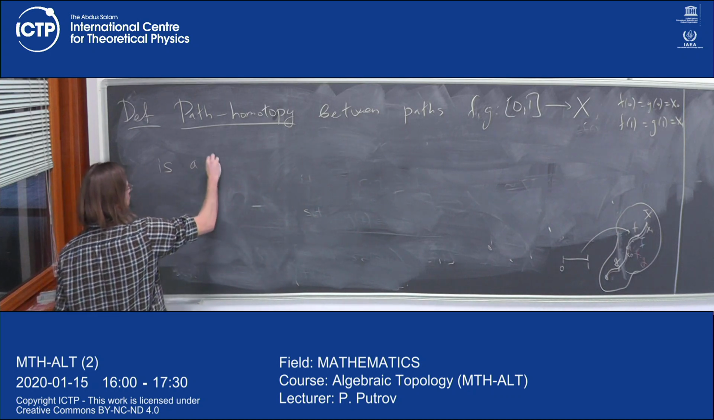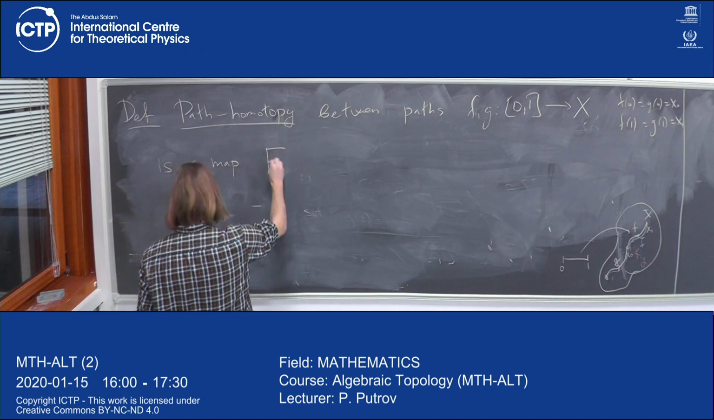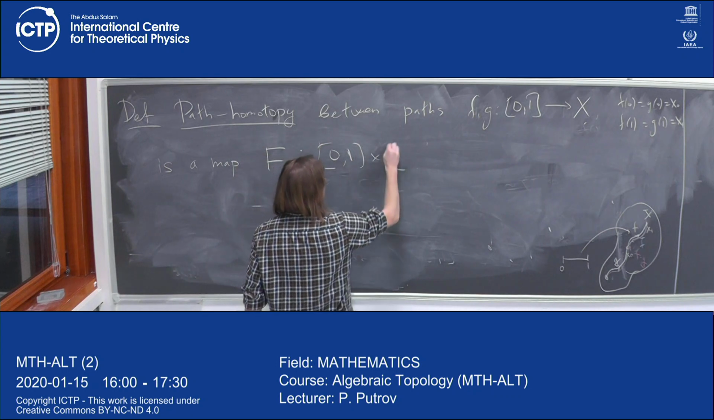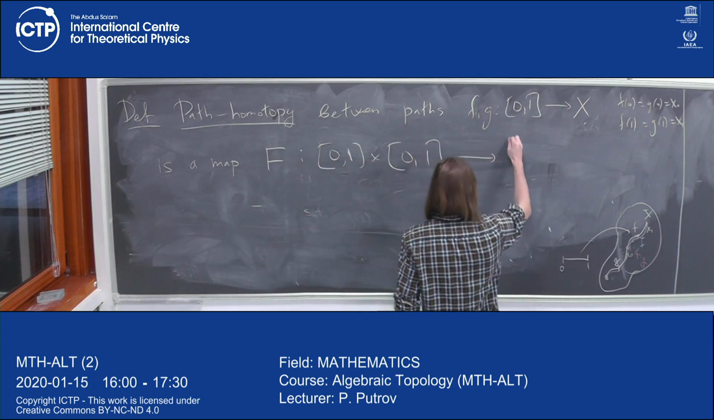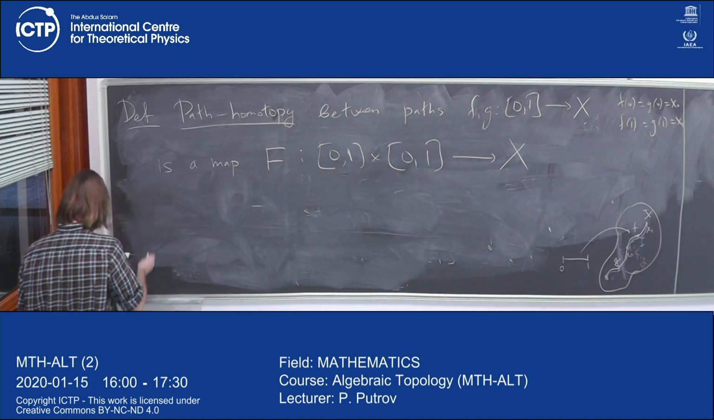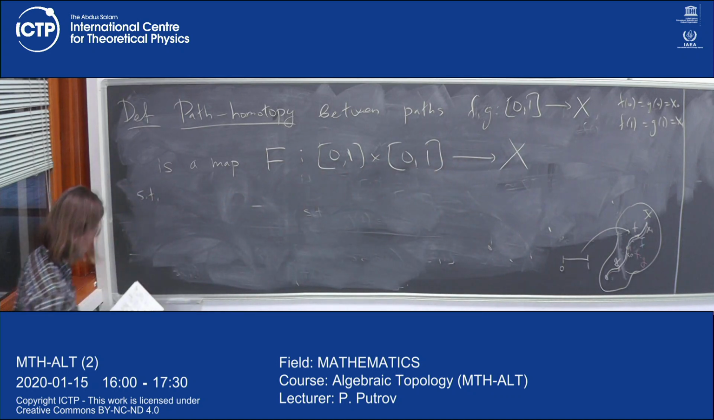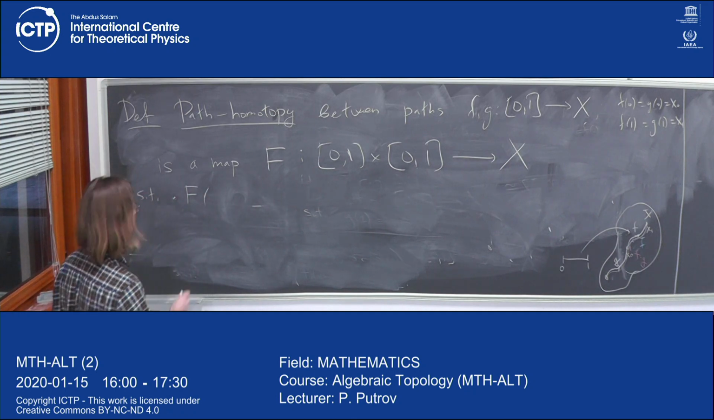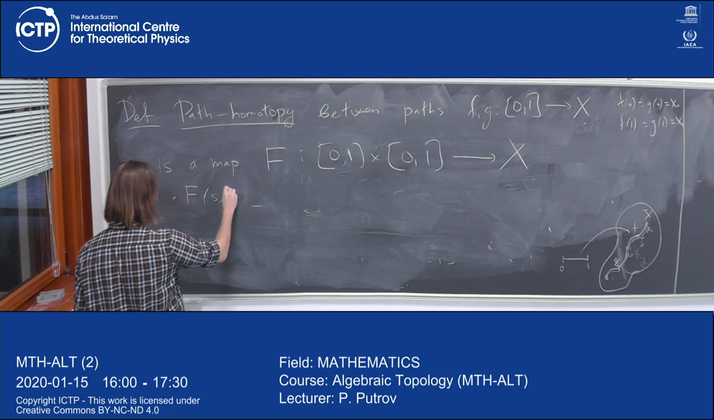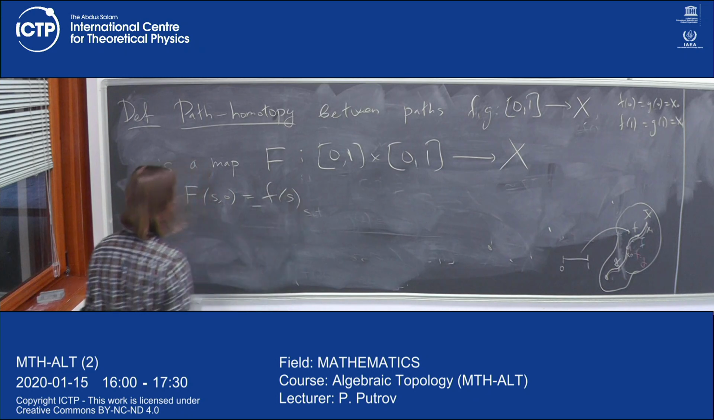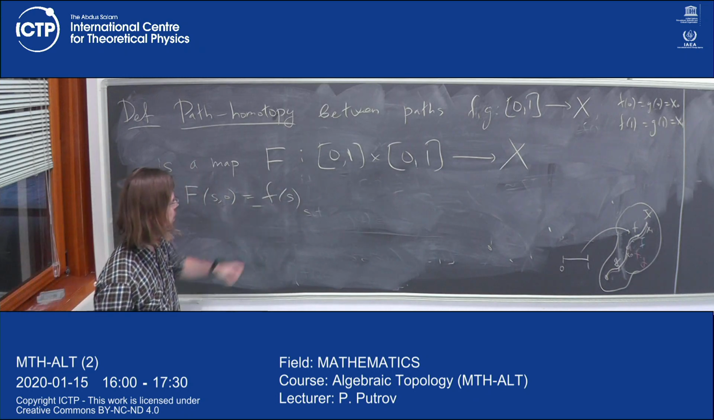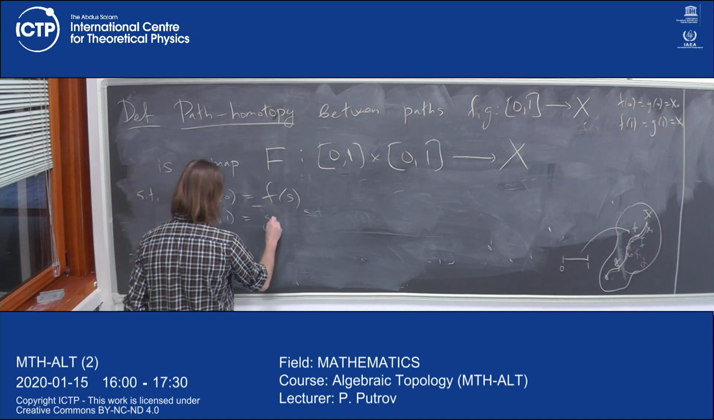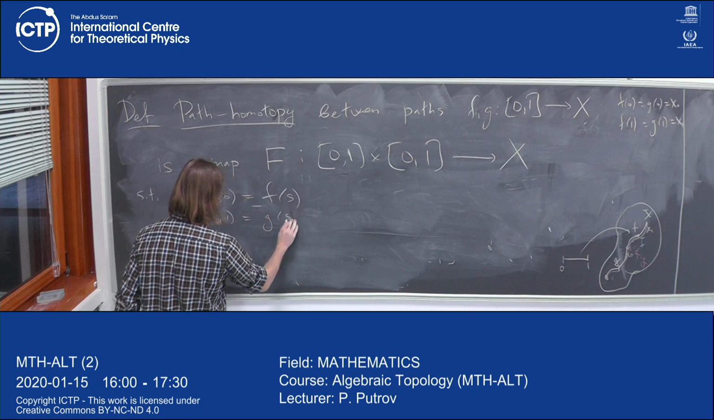The path homotopy is a map from a square, interval cross interval, to X such that it satisfies the following conditions. First, you want F of s, 0 to be the same as the value of path f at s, and F of s, 1 to be the same as g of s.